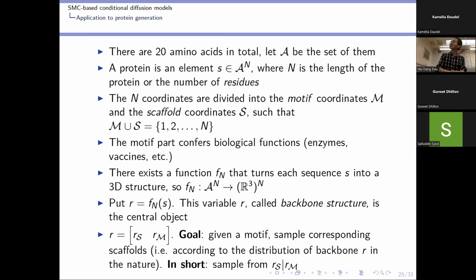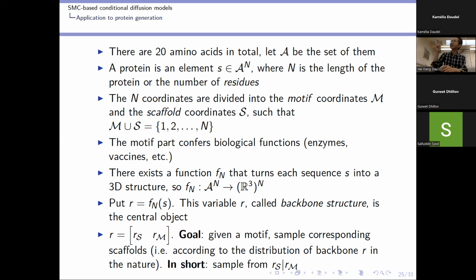So there are 20 amino acids in total, and let A be the set of them. A protein is an element S in A to the power of N, where N is the length of the protein or the number of residues. And the N coordinates are divided into the motif coordinates M and the scaffold coordinates S, such that the union of the two sets is 1 to N. So you have N coordinates and you try to divide them. And why do we think about this kind of divisions? Well, because the motif part is supposed to confer biological functions for making enzymes and vaccines and so on.